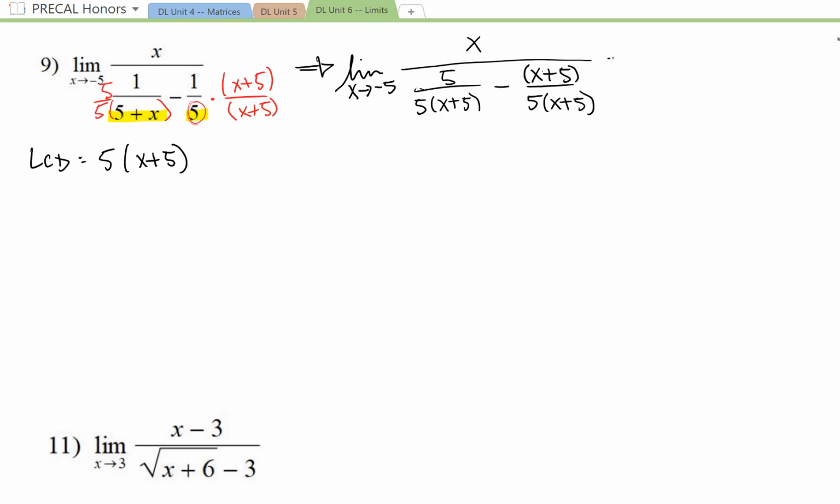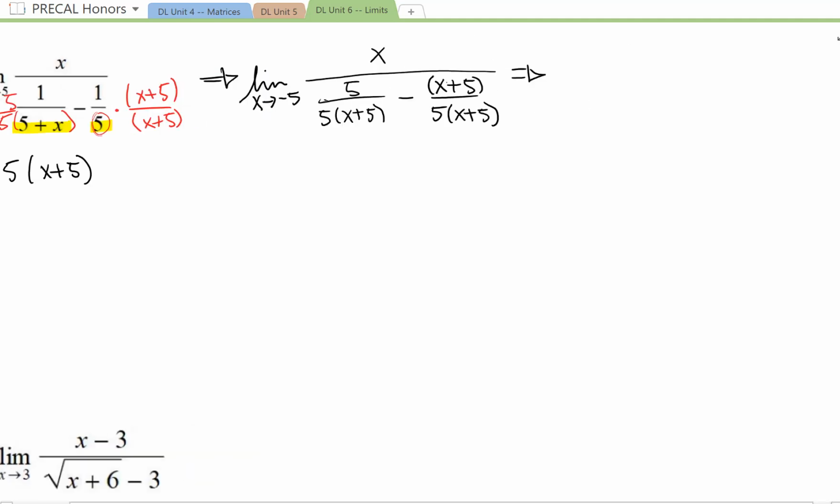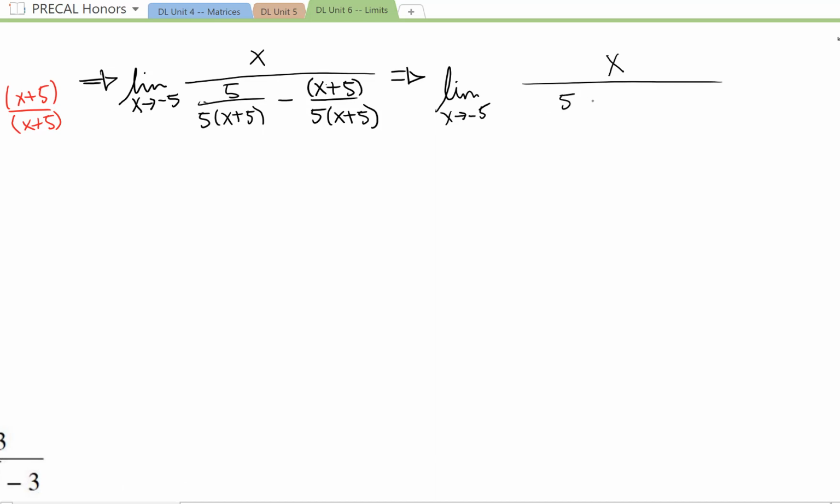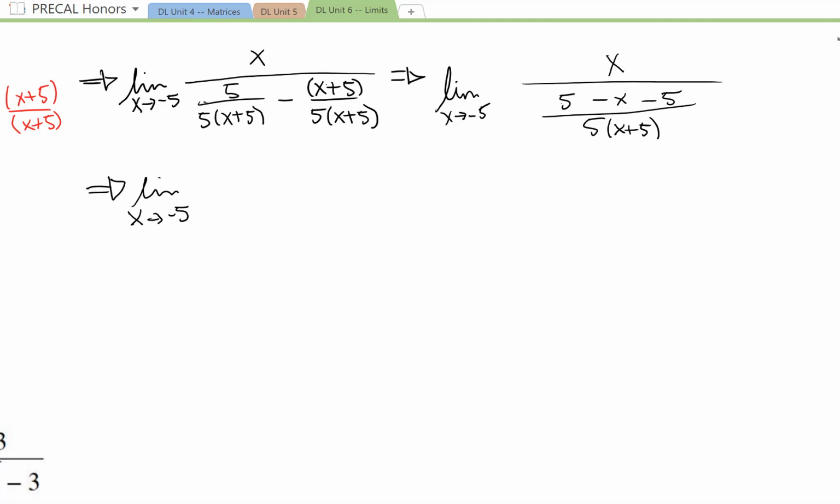Now they have the same denominator, so let's combine those fractions. Distribute the negative. 5 minus x minus 5 over our denominator 5 times x plus 5. Okay, these 5s will reduce to 0. I will write the numerator as a fraction just to keep track of my numerators and denominators. Over negative x over 5 times x plus 5.